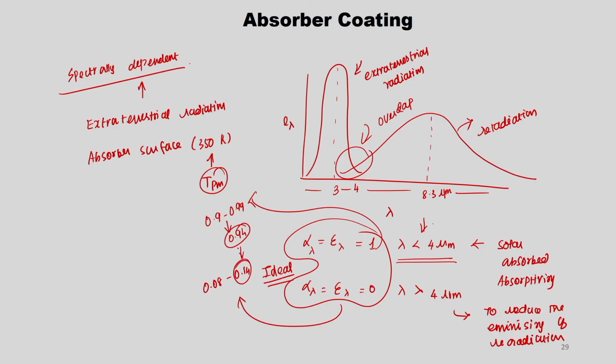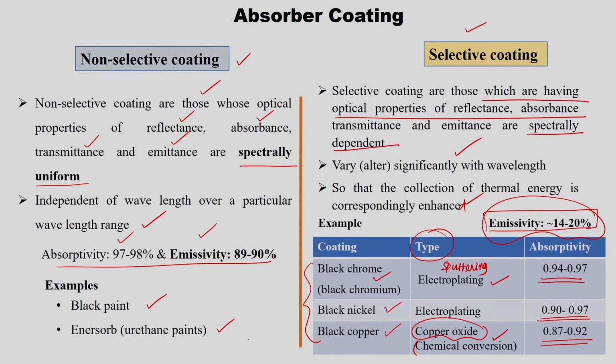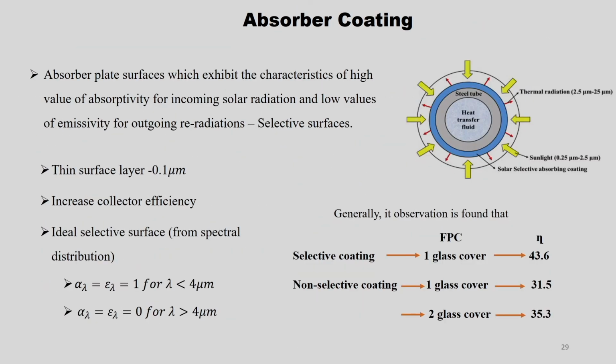0.94 and 0.14 around. Okay. So, based on this spectral analysis, this value is chosen. So, from this we are supposed to design a material which would give alpha around 0.94 and epsilon around 0.14. So, that is the way. This particular type of coating material has been selected using electroplating, sputtering and chemical conversion etc. techniques.